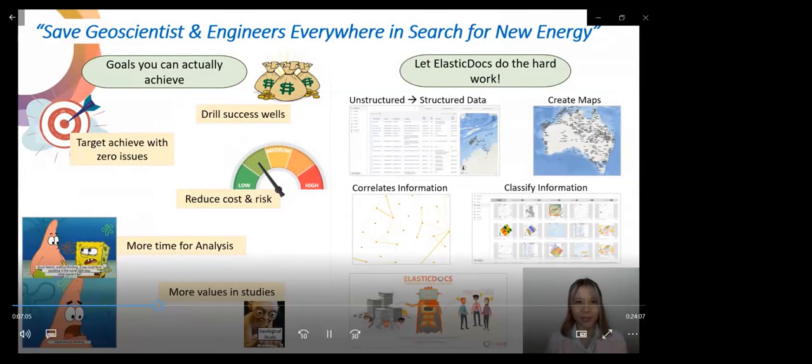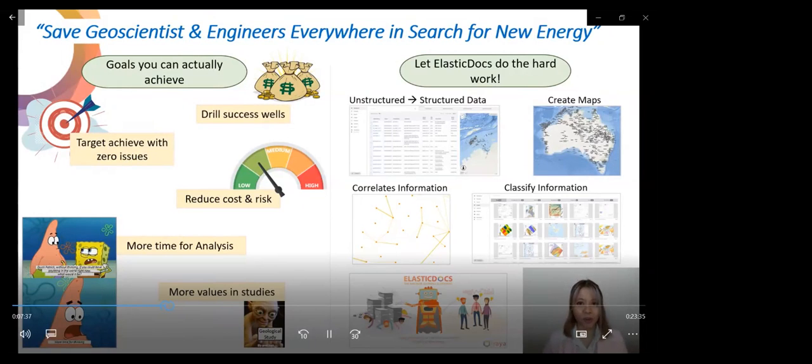Our motto is to save geoscientists and engineers everywhere in search for new energy. On the left, you can see the goals that you would like to achieve. We maybe want to increase your chance of drilling a successful well, reduce unforeseen issues, reduce costs associated with unstructured data, or maybe more time for analysis so that you can bring more value in your studies. You can actually increase your chances towards that by letting ElasticDocs do the hard work.